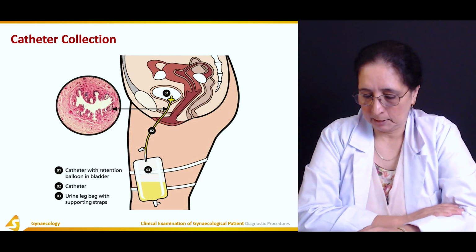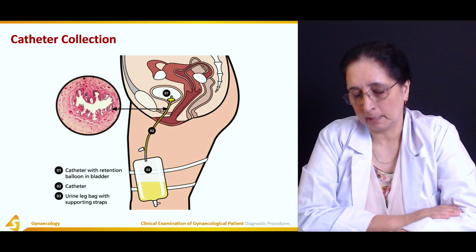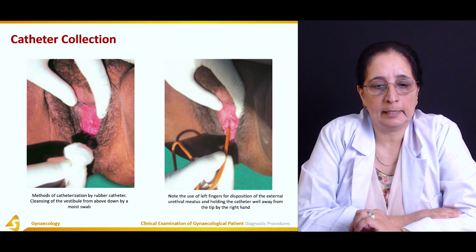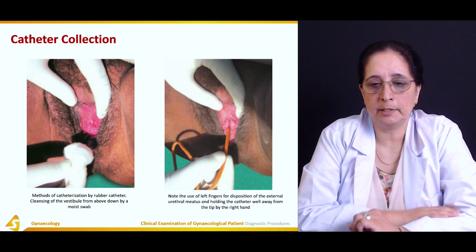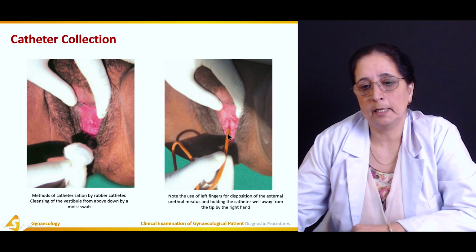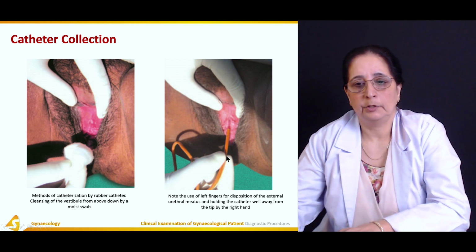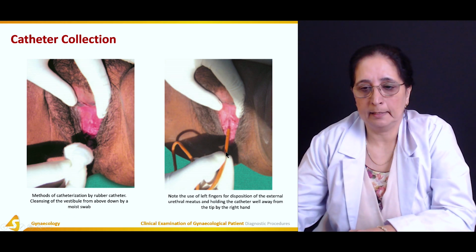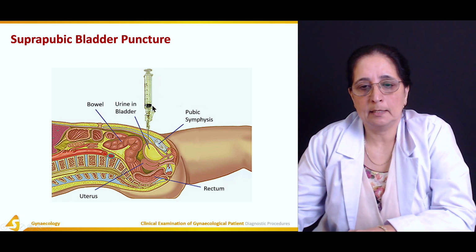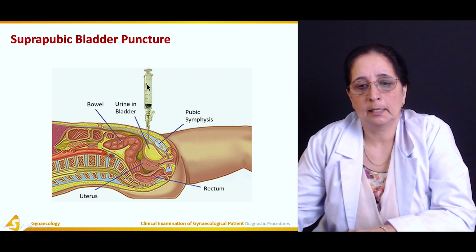Catheter collection is done mainly for the urine collected for the culture, the urine culture test. Again, catheter collection involves cleaning the external genitalia. This is the catheter, and the tube is inserted inside the urethra, and then urine is collected in the bag. This is the suprapubic bladder puncture. If you see, the needle is inserted into the urinary bladder and urine is collected.